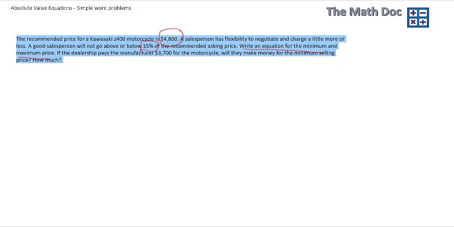If the dealership pays the manufacturer $3,700 for the motorcycle, will they make money for the minimum selling price, and if so, how much?